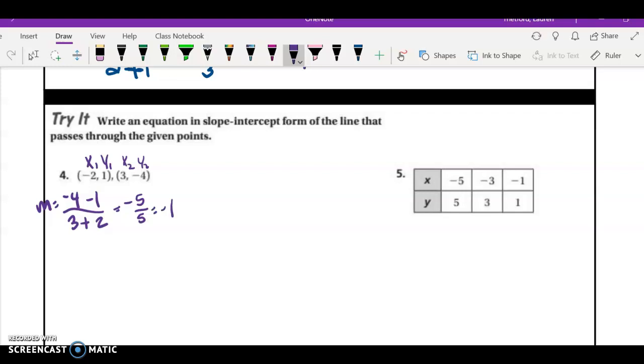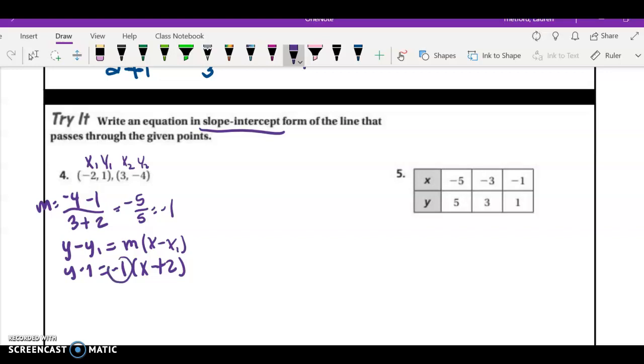And then now I'm going to plug that into my slope intercept, or rather my point slope form. So I have y minus my y1, which is 1, equals negative 1 times x minus x1 was negative 2, so that turns to plus 2. Then I need to solve it for slope-intercept form.